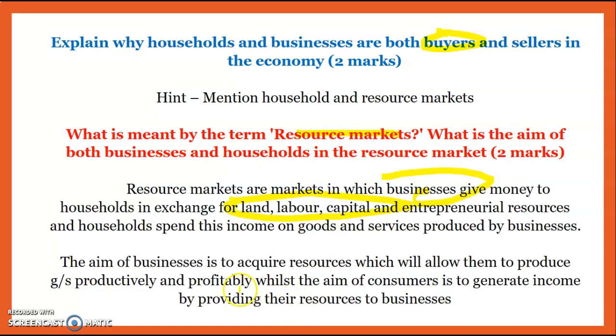What is the aim? The aim of businesses is to acquire resources which will allow them to produce goods and services profitably, whilst the aim of consumers is to generate an income. So basically what it's asking you is what is the aim in the labour market? Households want to generate income. Businesses want to get valuable employees that are going to help them to produce goods and services profitably.